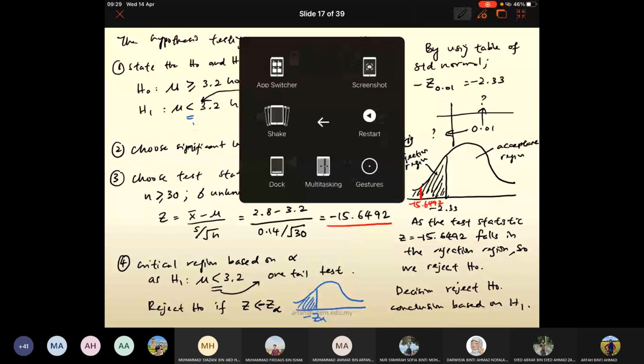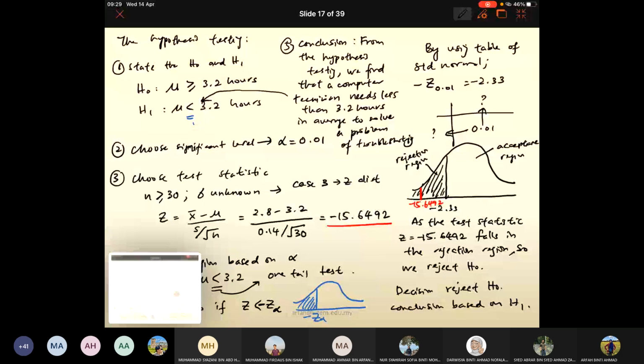So faham semua? Dapat? Ya, faham ya? Memang panjang conclusion dia. Kalau nak buat pendek boleh juga awak tulis je lah conclusion, the computer technician needs less than 3.2 hours to solve problem of troubleshooting. Pun accepted.